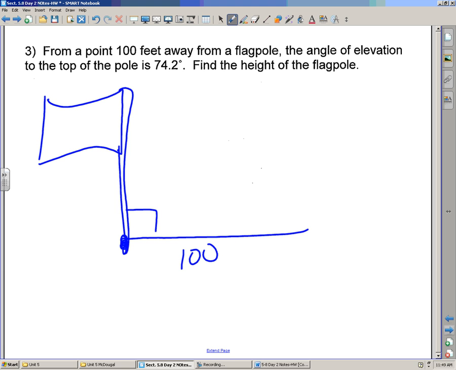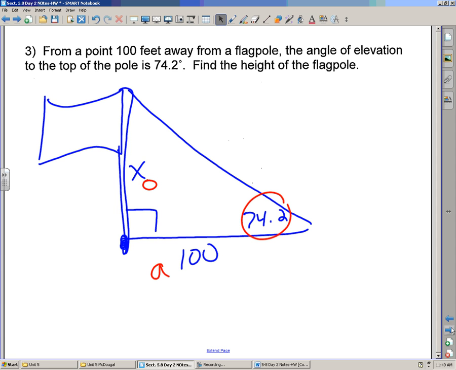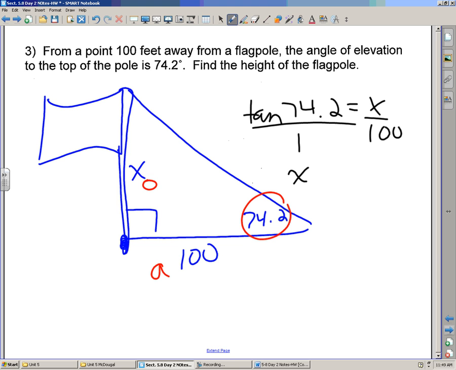From a point 100 feet away, the angle of elevation to the top of the pole. Well, the angle of elevation is right here, and this angle of elevation is 74.2. What's the height of the flagpole? That's our unknown. We've got opposite and adjacent, so it's a tan again. This becomes tan 74.2 equals x over 100. When you cross multiply and round to the nearest tenth, you get 353.4.